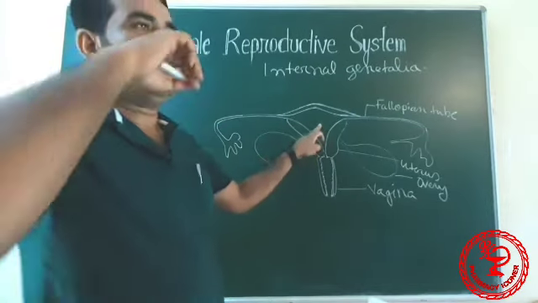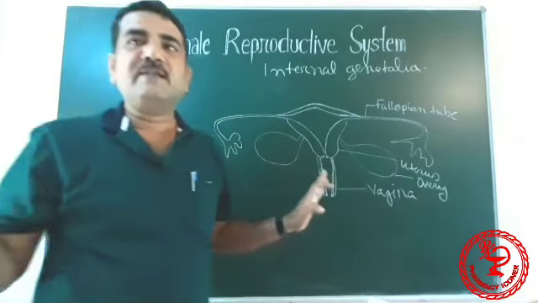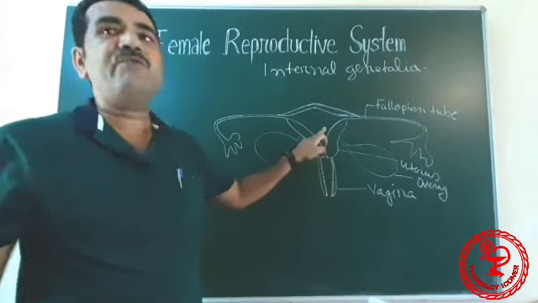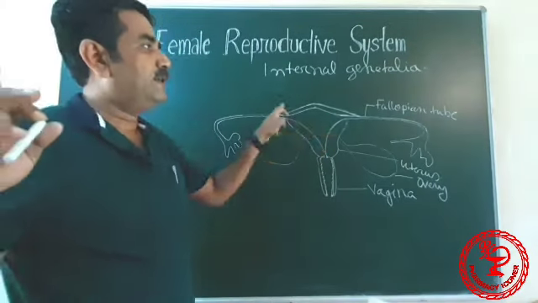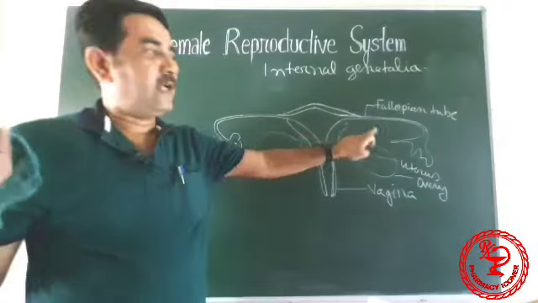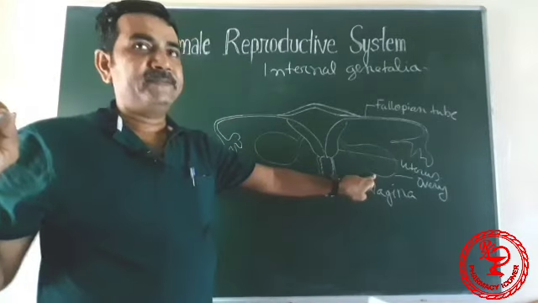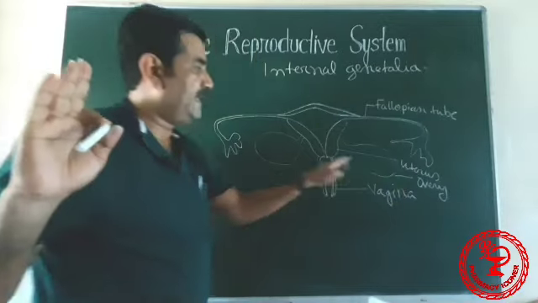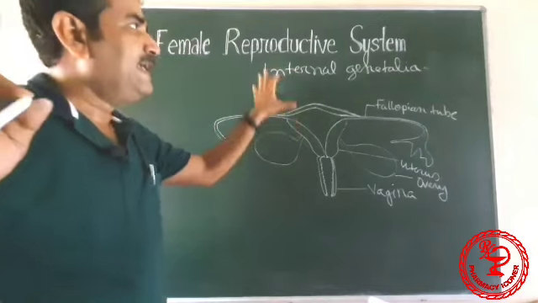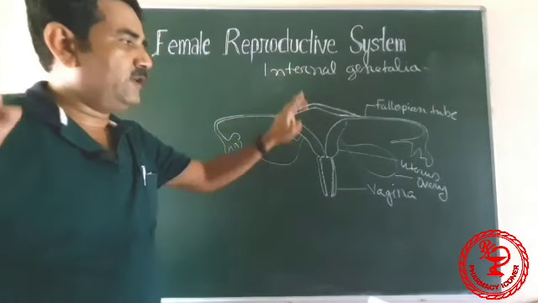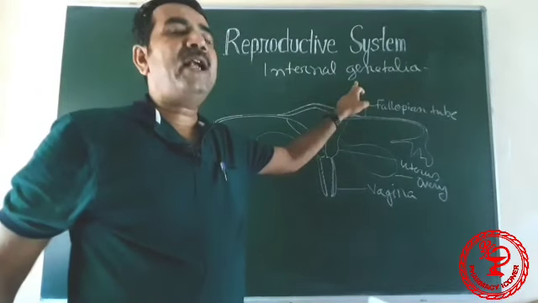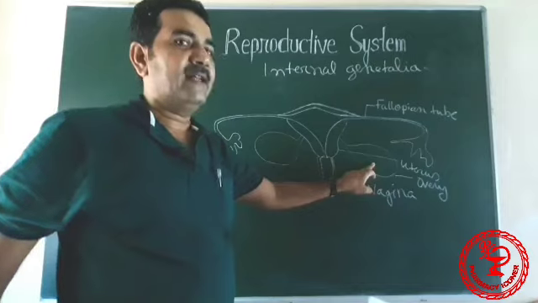Vagina and uterus, one vagina and one uterus is present. But there are two fallopian tubes and two ovaries. One ovary this side and another this side. These are the main parts of the internal genitalia. So again I am telling, the vagina, uterus, fallopian tube and ovary.